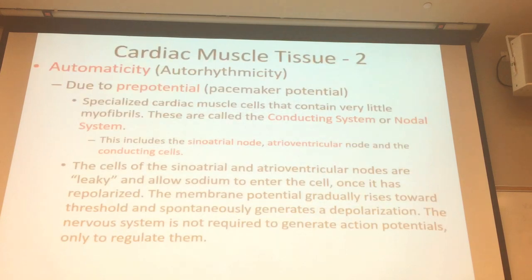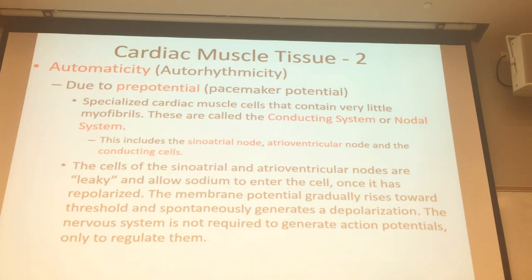But the last thing is this: automaticity, or autorhythmicity. What does that mean? They don't need innervation for rhythm. So they do not need nervous innervation to do what? To generate a contraction. Okay? The heart can actually generate its own contraction signal.